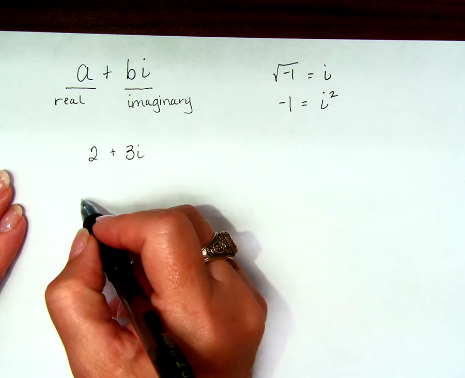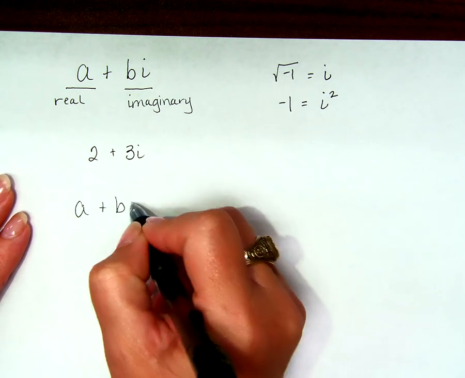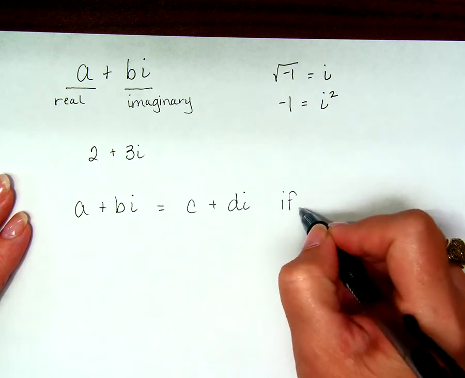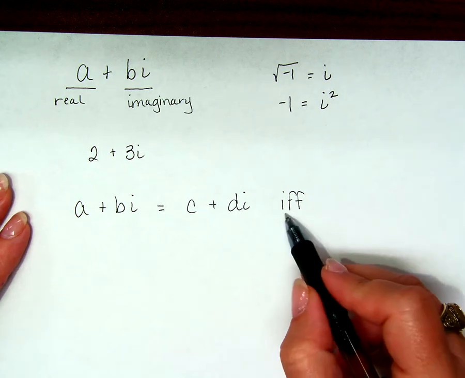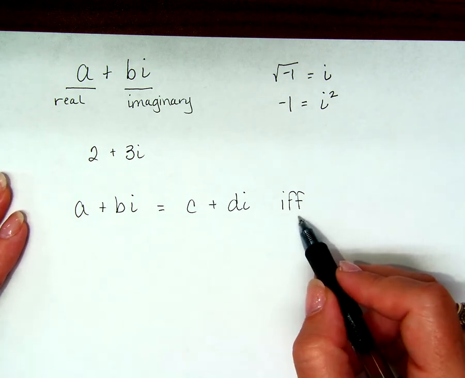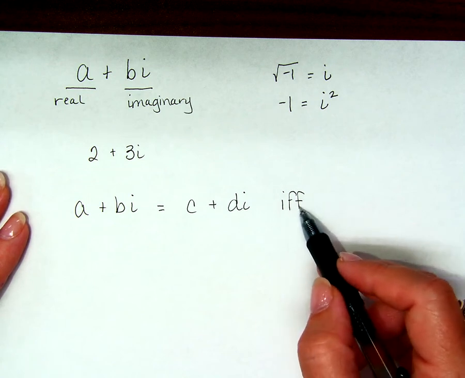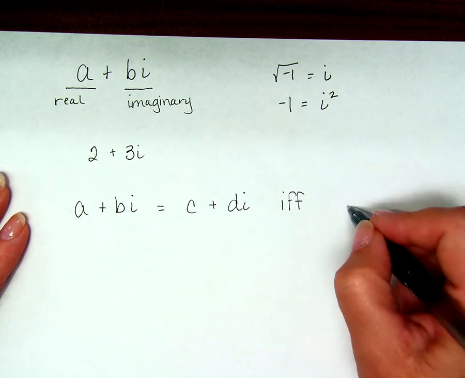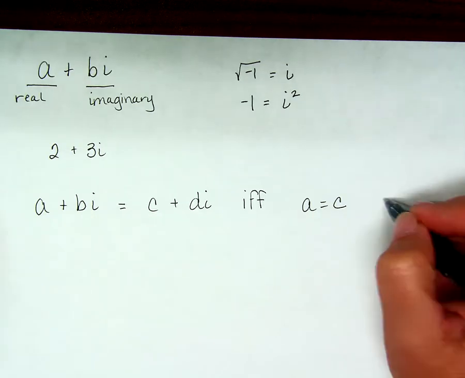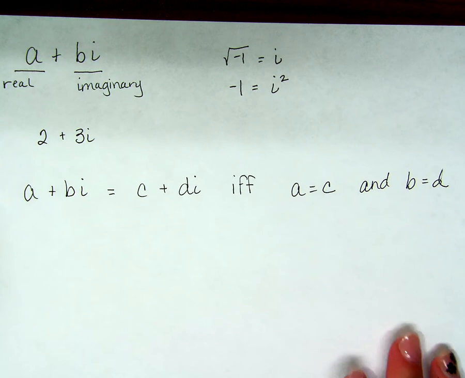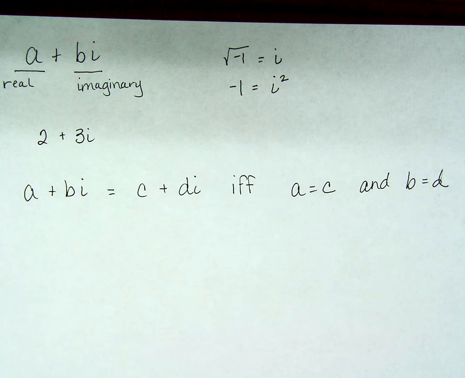The equality of complex numbers says that a plus bi equals c plus di if and only if, see what I wrote there? iff. I didn't spell if wrong. This is a mathematical shorthand for if and only if. Okay? If and only if a equals c, and b equals d. So a plus bi will equal c plus di if and only if a equals c and b equals d.